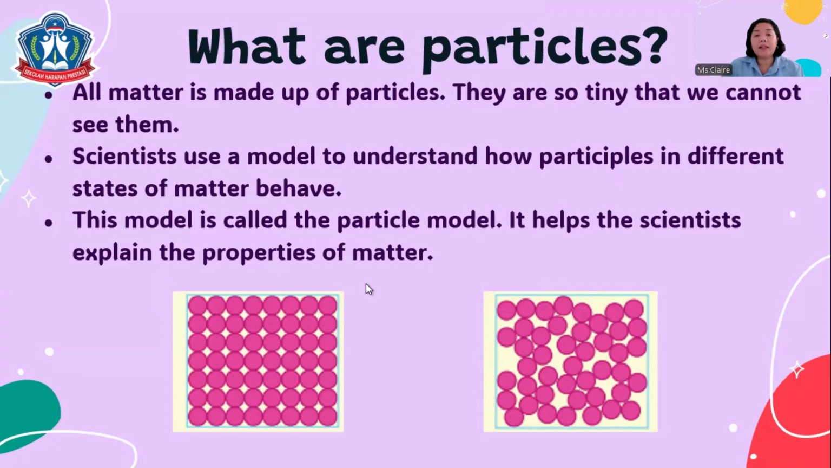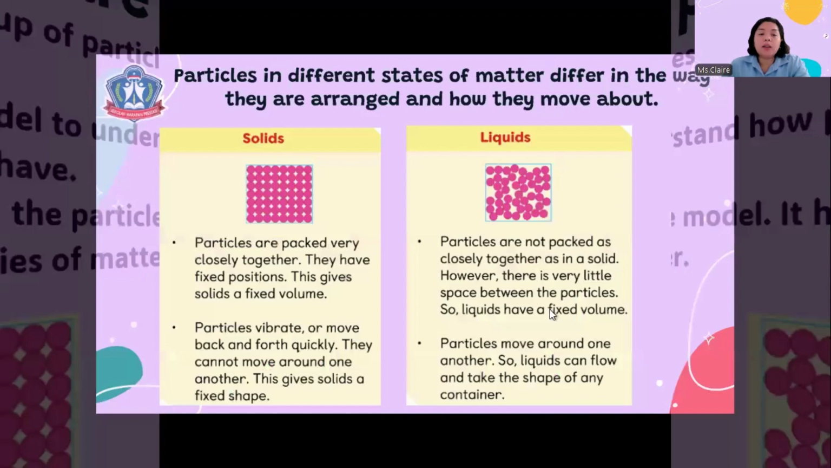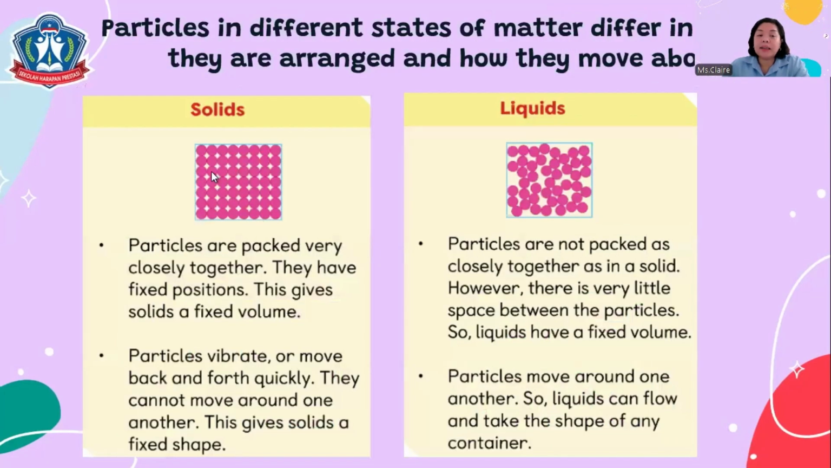So we have 2 types of particles here. This one is compact, or they are close together. The other side is slightly not compact, right? So this one is a solid. The particles of solids are packed very closely. They have fixed positions. This gives solids a fixed volume. The particles vibrate or move back and forth quickly. They cannot be moved around, and cannot move around one another. This gives the solid a fixed shape.